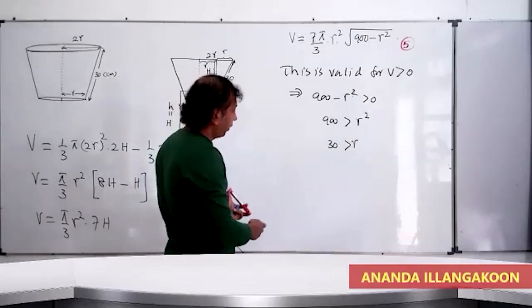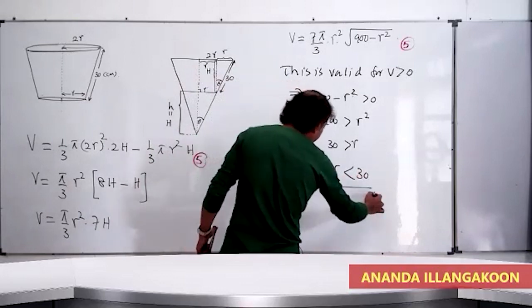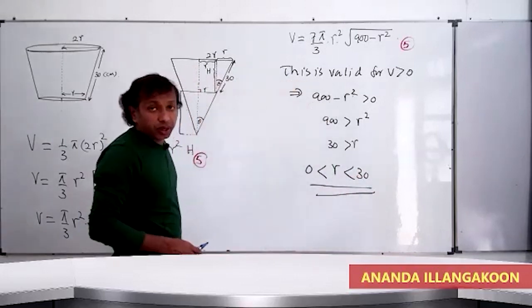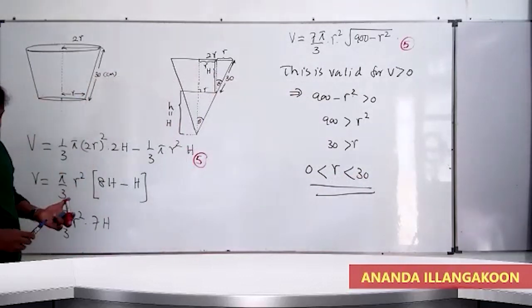What is that? R less than 30, greater than 0. Why? How do you know R is greater than 0? R is positive because it's a length. Radius, no? That should be positive. That's why.